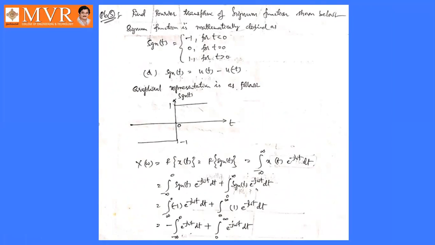Next problem is: find the Fourier transform of the signum function shown below. How is the signum function defined? Signum of t is minus 1 from minus infinity to 0, or t less than 0. It is 0 at t equal to 0, and it is 1 from 0 to infinity, or t greater than 0, right? So it is minus 1 for t less than 0, 0 for t equal to 0, and 1 for t greater than 0, right?